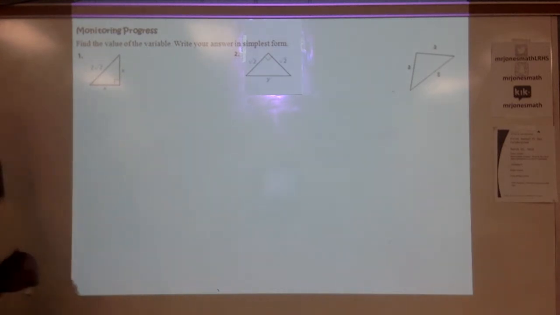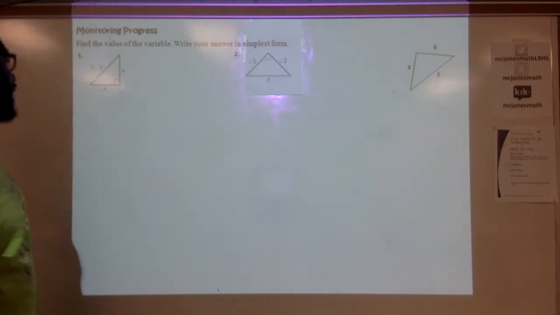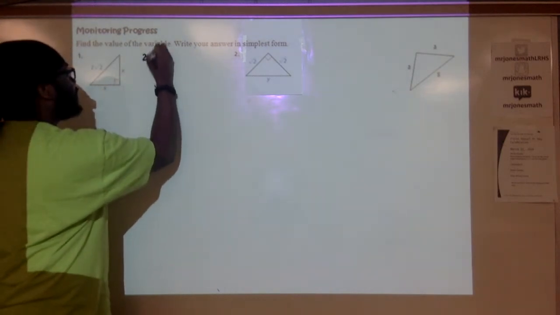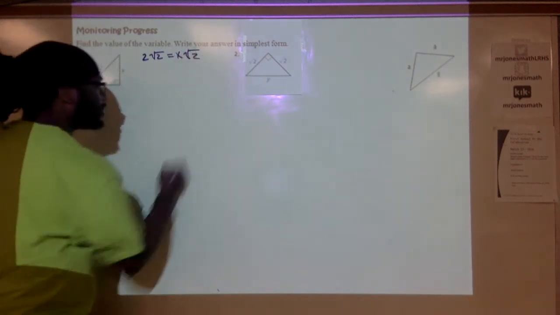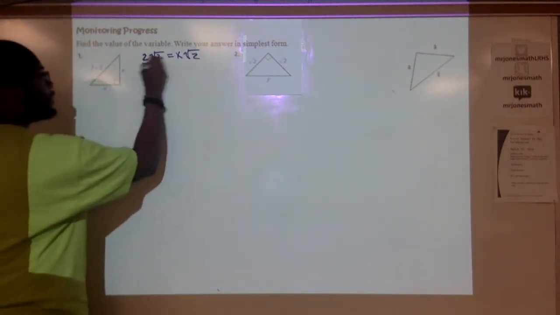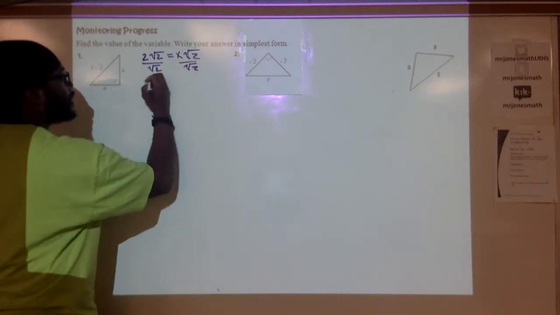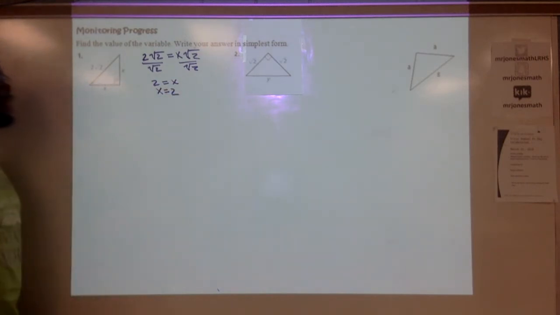All right, looking at this first one, we know we're trying to find x, and we know that the hypotenuse is 2 square root of 2. Again, hypotenuse of a 45, 45, 90 triangle equals x times the square root of 2. Divide by the square root of 2, and you get x is 2.